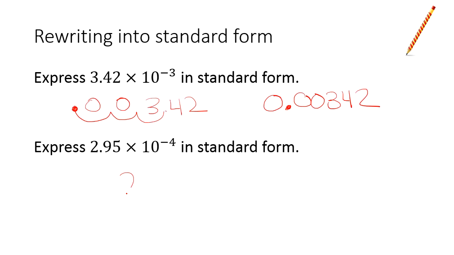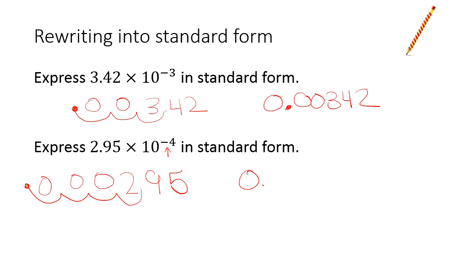Let's try it with this one. I got 2.95. It says I got to move left 4. So 1, 2, 3, 4. So I have now an answer of 3 zeros, 295. So 0.000295 for my final answer.